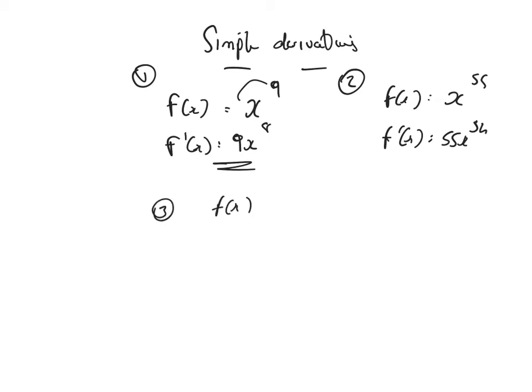Example 3, f of x equals x to the minus 12. Bring the power down, multiply, take one away from the power, minus 12x to the, be careful, it's not minus 11, but minus 13.